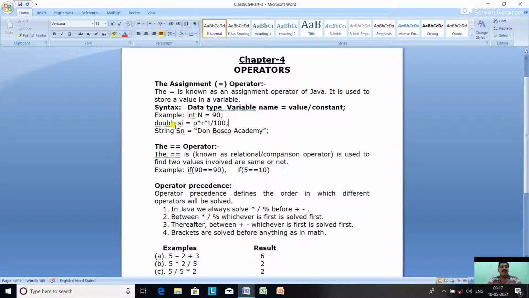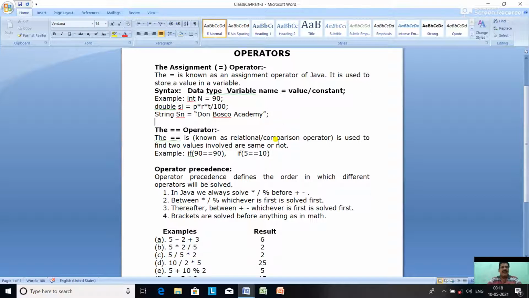The same way, double si equal to p into r into t divided by 100. So p into r into t divided by 100 will be stored in si. Same way, String sn equal to Don Bosco Academy. This Don Bosco Academy will be stored in sn. So which operator is used to store these values? This equal to operator is used, which is known as the assignment operator of Java, and it is used to store a value in a variable along with its data type.